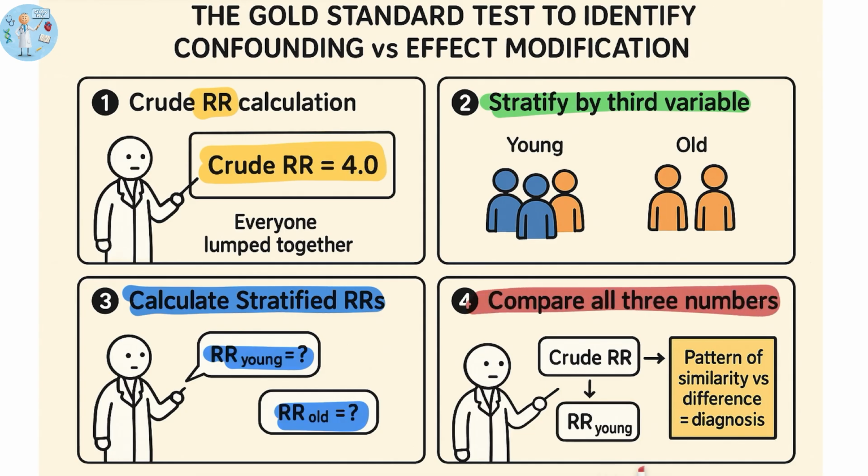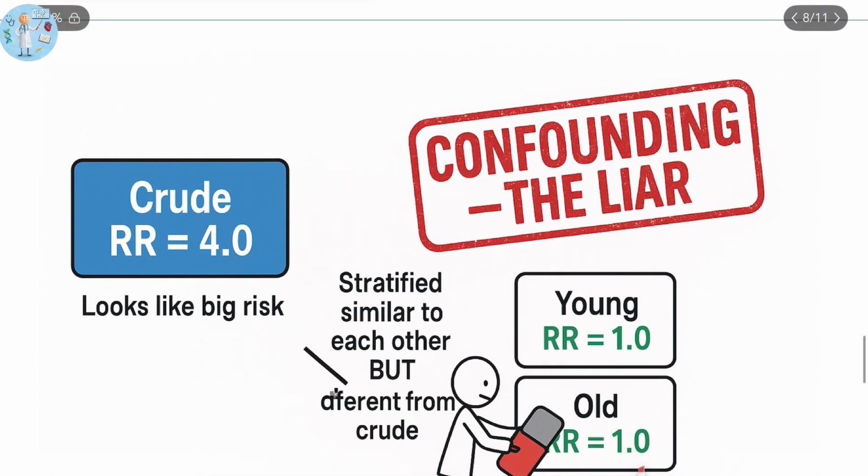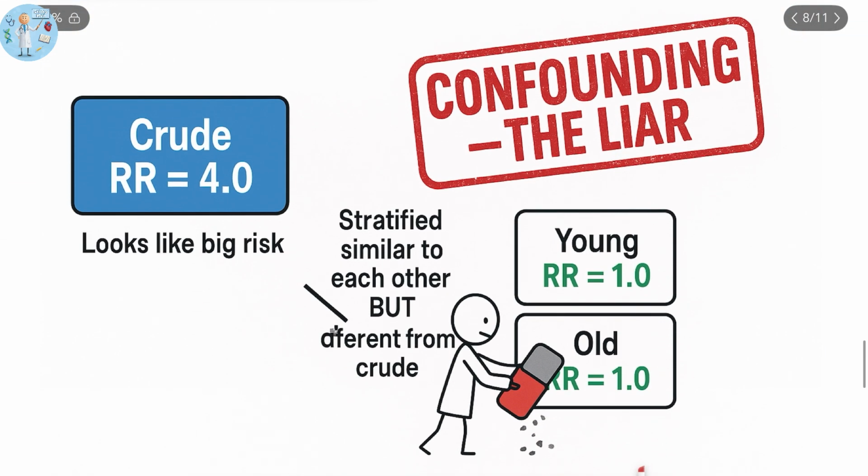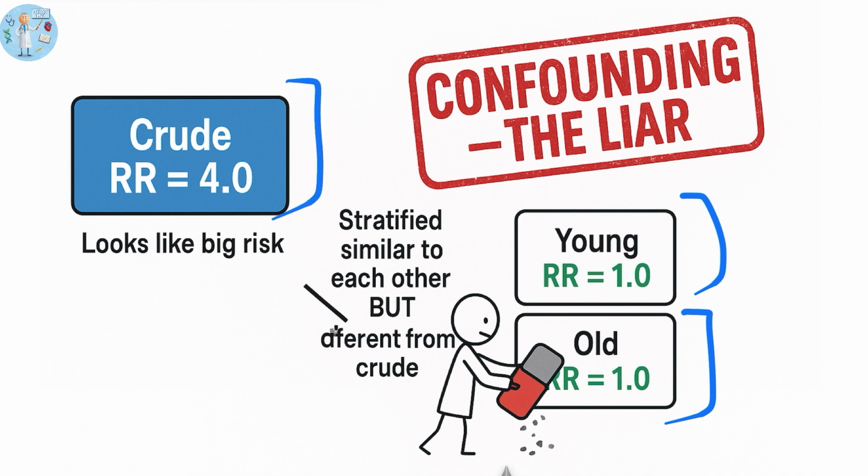Exactly. Let's run scenario A, confounding, the liar. We start with that crude RR of 4.0. Looks bad. We stratify by age. And we find that for the young group, the RR is 1.0, and for the old group, the RR is also 1.0. Okay, so you have 3 numbers: 4.0 crude, then 1.0 and 1.0 in the strata.